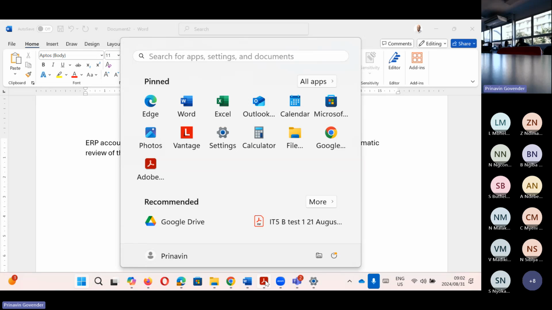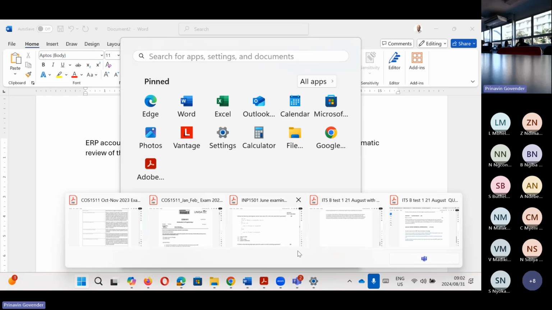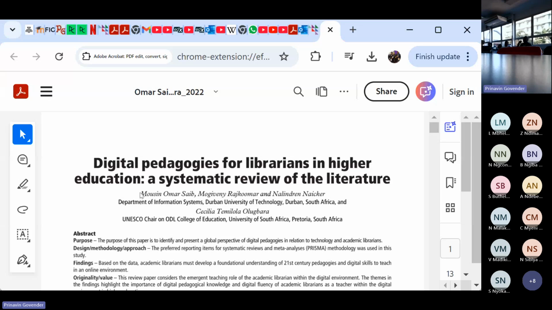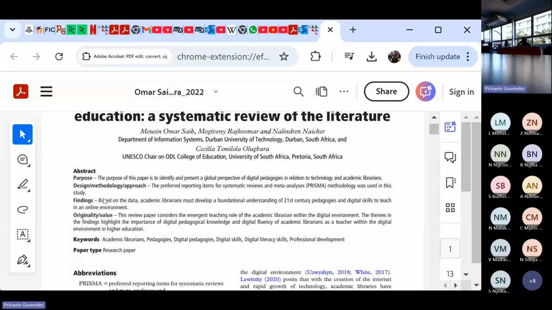Right, so I'm now taking the article. Where's the article? There's Mohsin, Mogaveni, Nalendran, and so there's the abstract. You all printed journal articles. I hope you read them, but we're going to now use this as a template, right? So there's the article here.